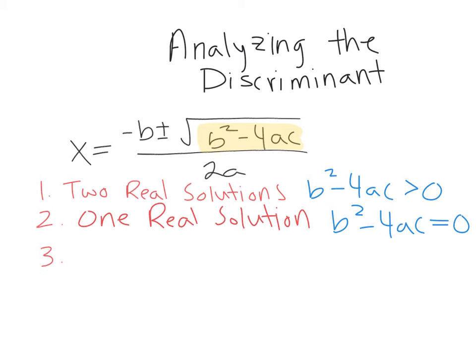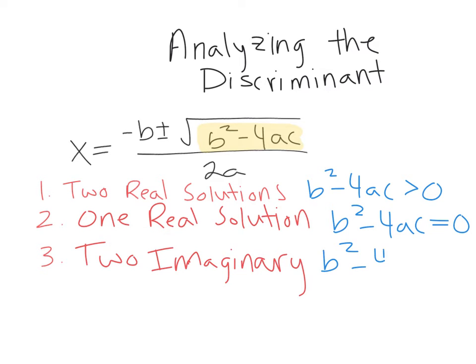And then last but not least, you can end up with 2 imaginary solutions, okay? And that is when your discriminant is going to be less than 0. Now, you will not ever have just one imaginary solution. You'll always have 2 imaginary solutions, okay? Now, let's take a look at some examples.